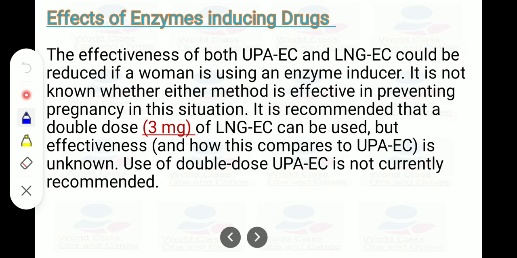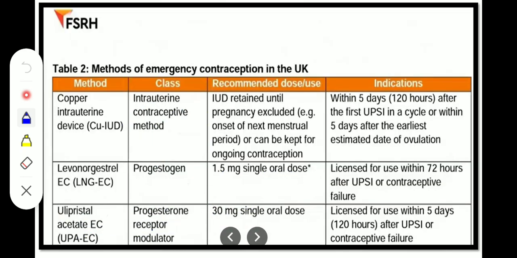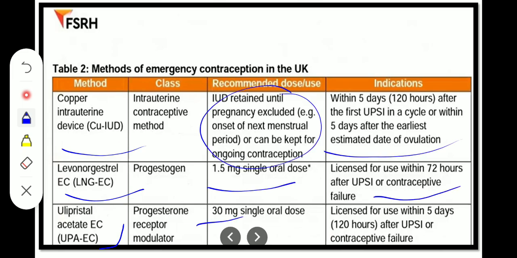Now, regarding the effect of enzyme-inducing drugs, if the patient is already taking an enzyme-inducing drug, then the guideline says we need to prescribe a double dose of levonorgestrel, but there is still not much evidence about its effectiveness. This table is from FSRH, and I have mostly explained all these methods, and also the doses and the time periods within which they can be used.